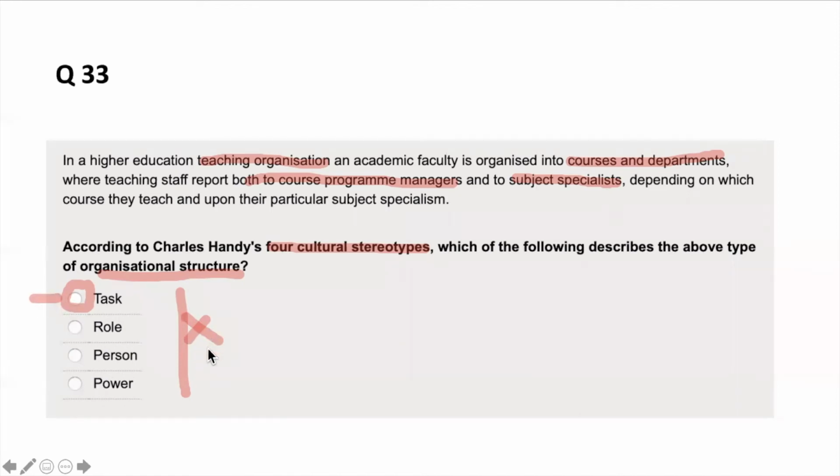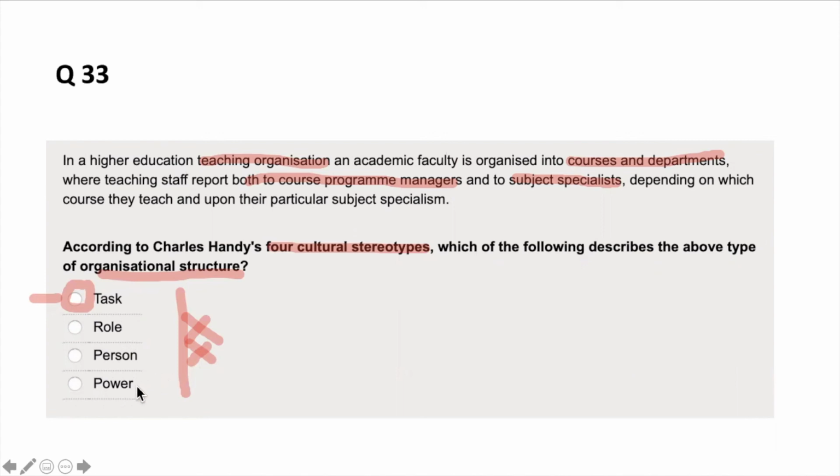So it's not role. The person culture is not the one because the person culture is also called human culture. Their emphasis is on the person, and the whole culture is around the person and not the task or the role or the purpose of the job. So that's not the case here. These teaching staff have specific tasks to accomplish.